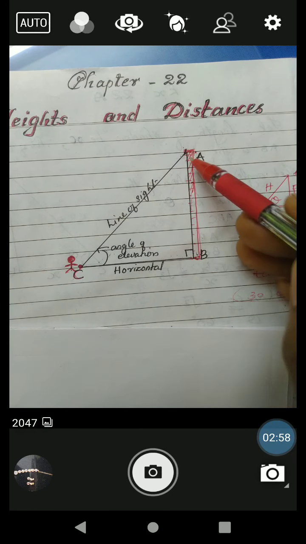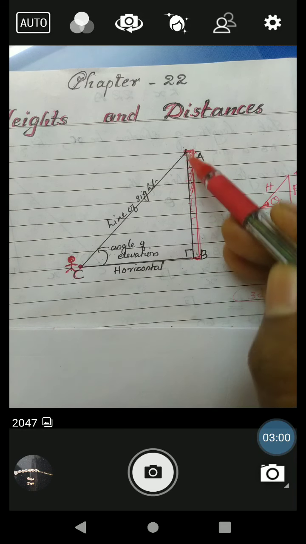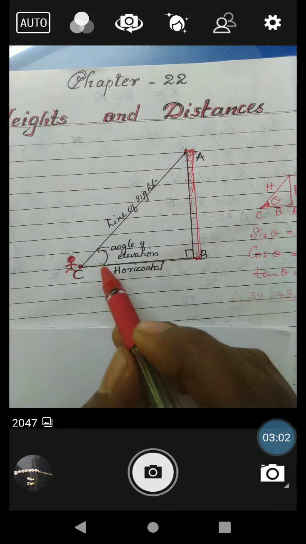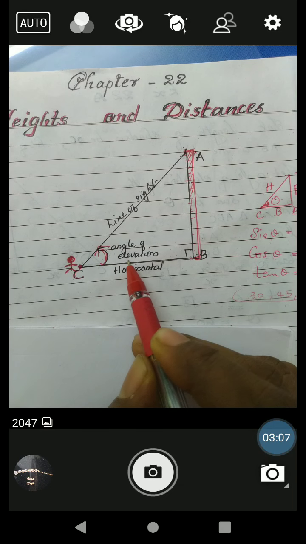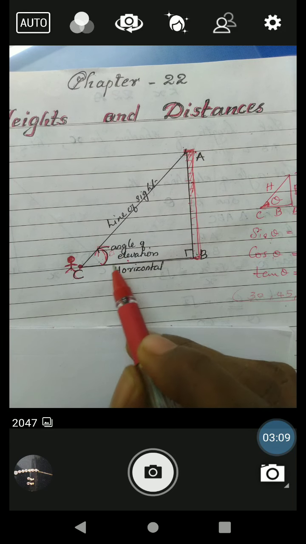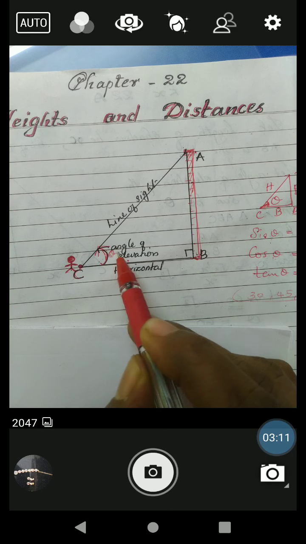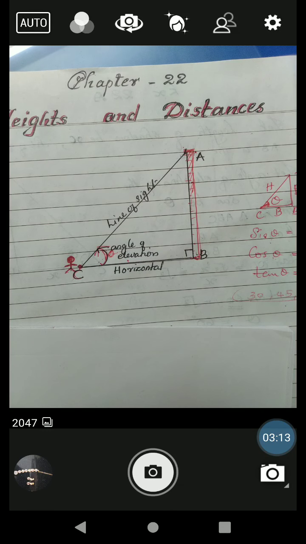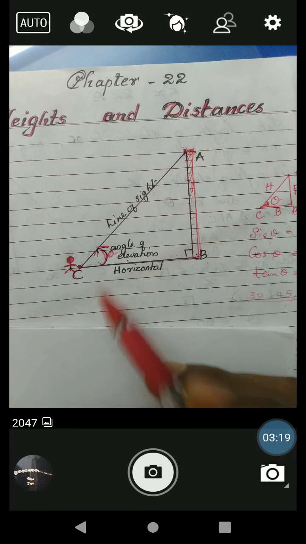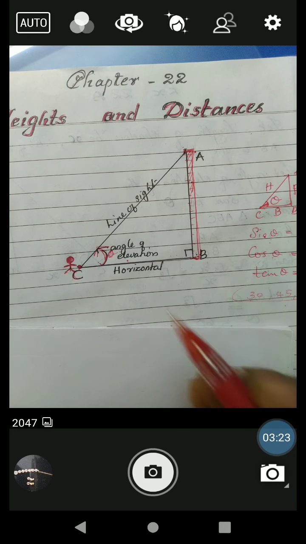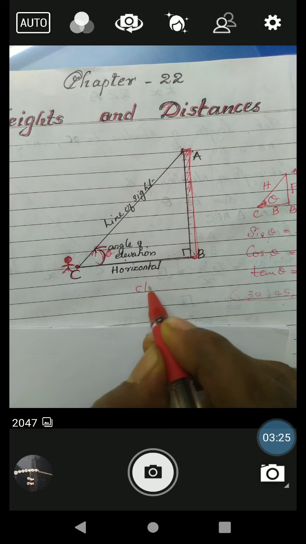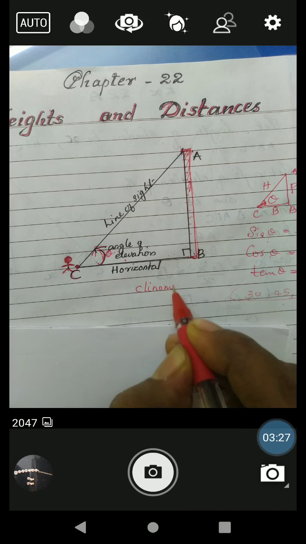Now you can see a right triangle formed here, and this angle is known as the angle of elevation. Let it be theta. One machine is there for finding the angle of elevation. I think the name of that machine is clinometer.